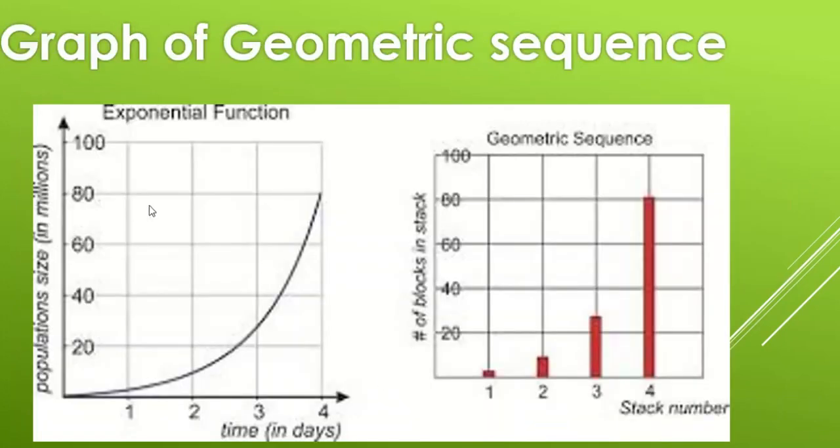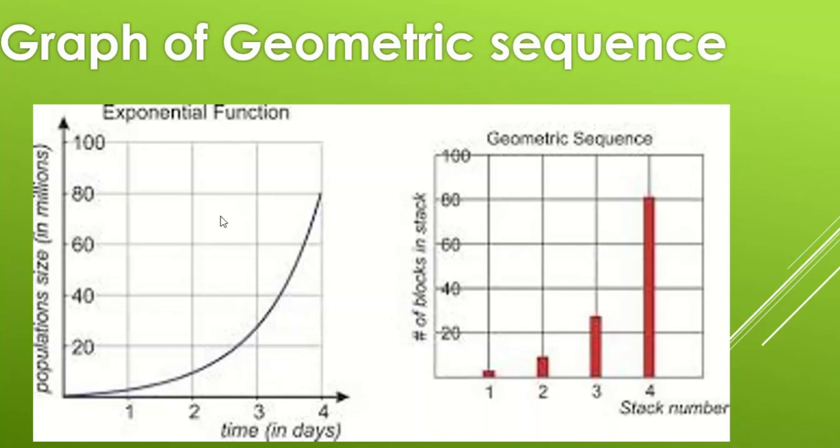For the graph of a geometric sequence, let's first recall the graph of an arithmetic sequence. An arithmetic sequence is also known as a linear sequence, right? Therefore, you know that the graph of a linear or arithmetic sequence is a straight line. It could have a positive slope if it is an increasing trend, and a negative slope if it is a decreasing trend.